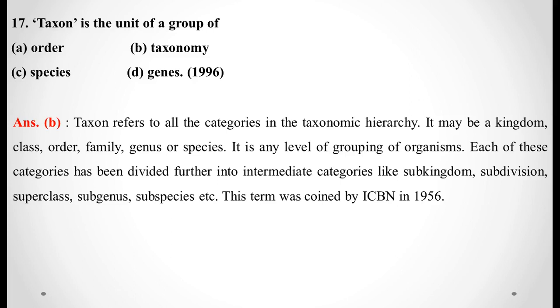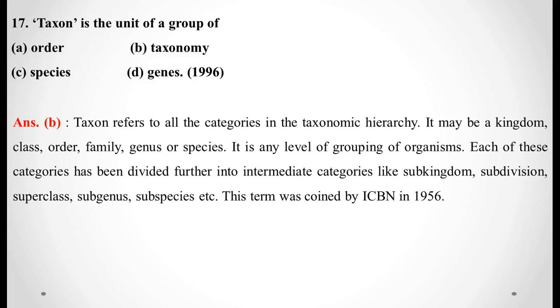Each of these categories has been divided further into intermediate categories like subkingdom, subdivision, superclass, subgenus, subspecies, etc. The term taxon was coined by ICBN, the International Code for Botanical Nomenclature, in 1956.